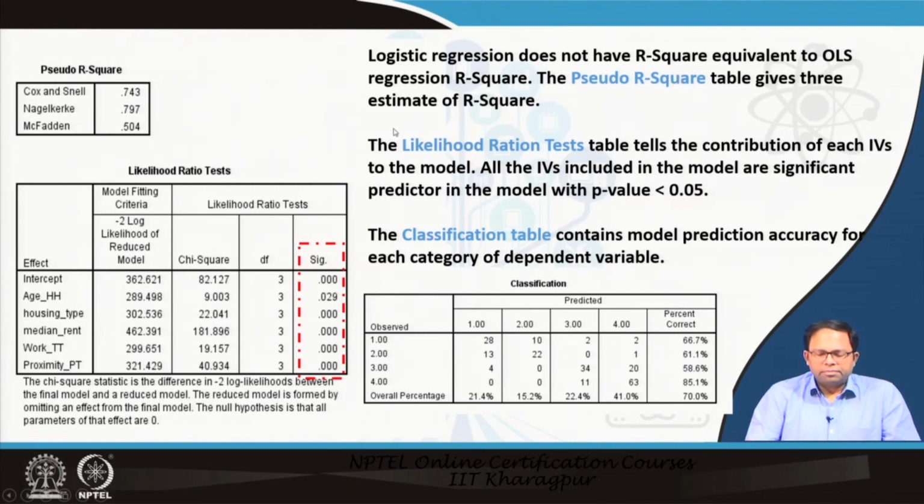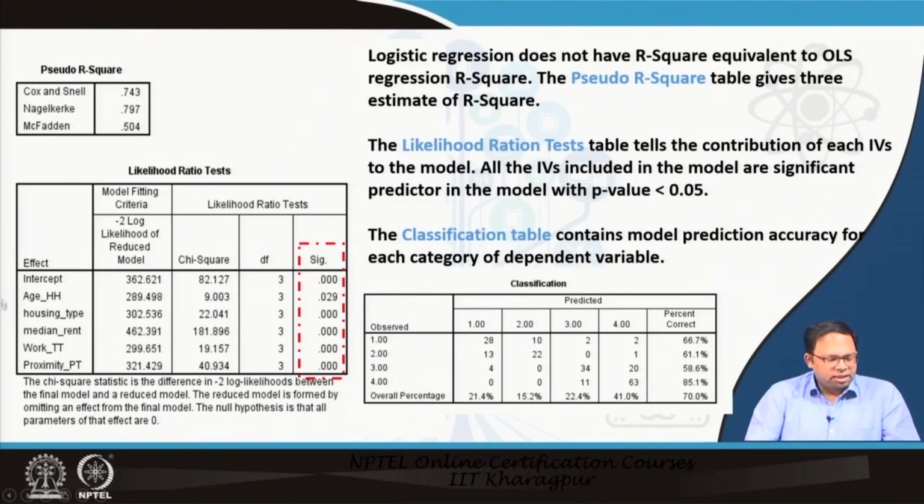And then the likelihood ratio test tells us the contribution of each independent variable to the model. That means the relative weightage of each independent variable in the model. All the independent variables included in the model are significant predictors, and only those with significance meeting the criterion are included in the model, while the ones which do not meet it are not included.